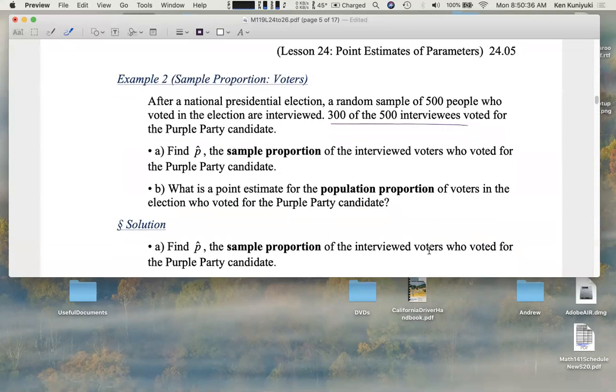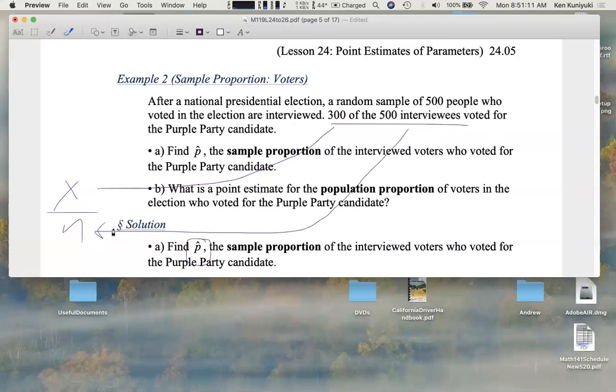All right, Part A, find p hat, the sample proportion of the interviewed voters who voted for the Purple Party candidate. Well, it's given by x over n. p hat is given by x over n. The number of successes, 300, that's the number of people who said they voted for the Purple Party candidate. Let's assume they did vote for the Purple Party candidate. So from the Purple candidate's perspective, a success is a voter who voted for him or her. We divide that by n, which was the number of interviewees.